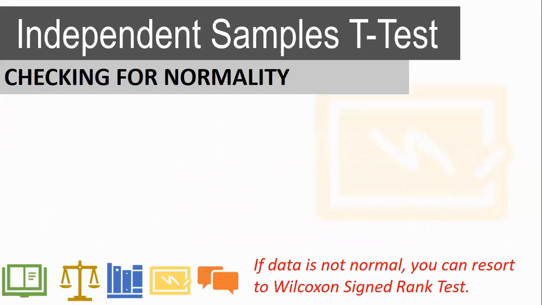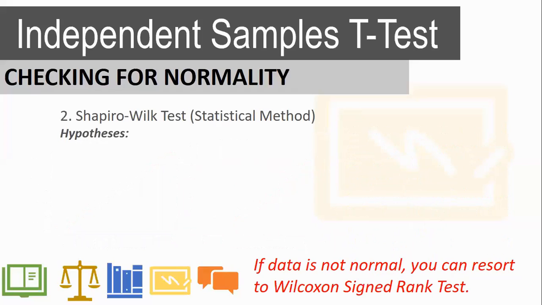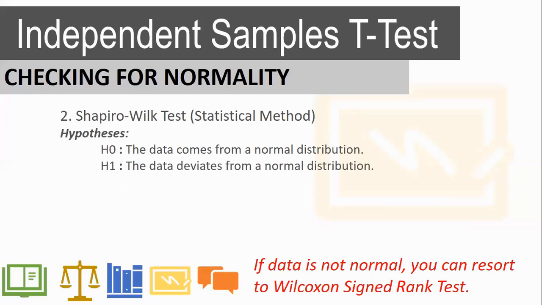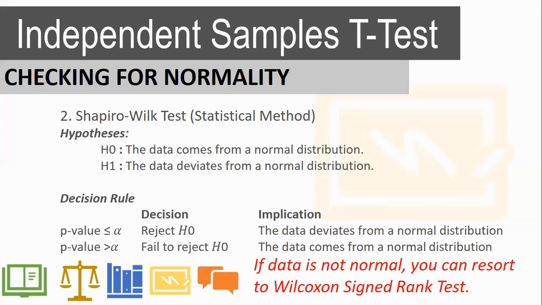The third method is a statistical method, and that is by using the Shapiro-Wilk test. Here are the hypotheses of the Shapiro-Wilk test. The null hypothesis, the data comes from a normal distribution, while the alternative hypothesis is the data deviates from a normal distribution. For the decision rule, if the p-value of the Shapiro-Wilk test is less than or equal to alpha or the level of significance, we can reject the null hypothesis, implying that the data deviates from a normal distribution.